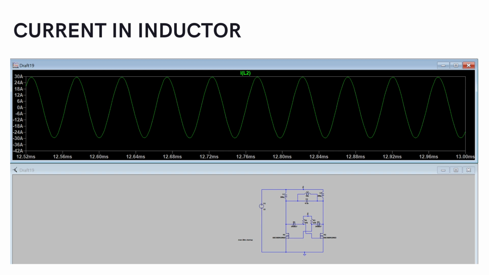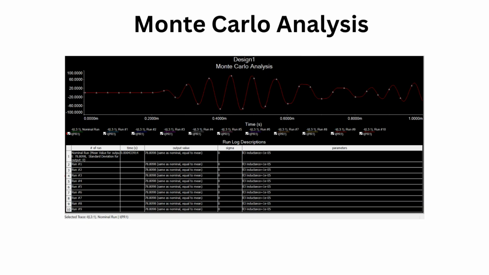Moving forward, when we see the current in the inductor, we can see its peak to peak current is around 60 amp, which is more than sufficient to heat up to 10 degrees Celsius. This is the Monte Carlo analysis for our circuit.